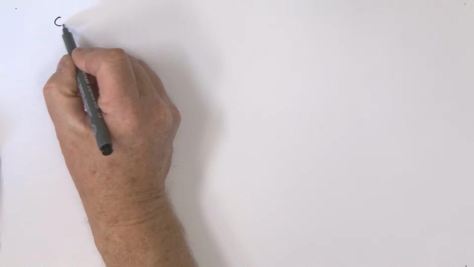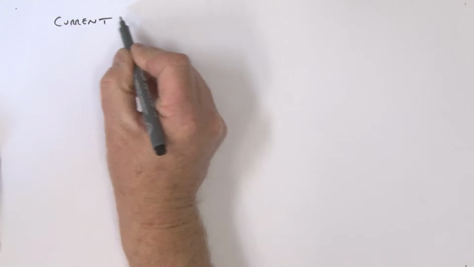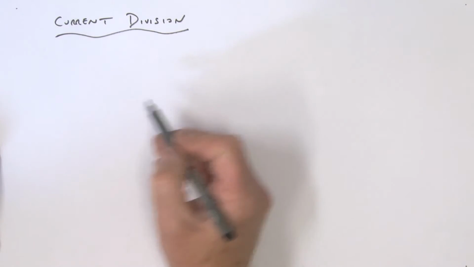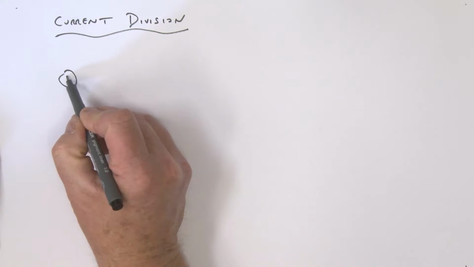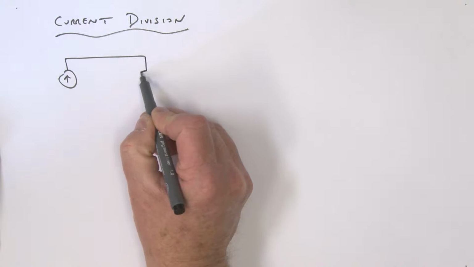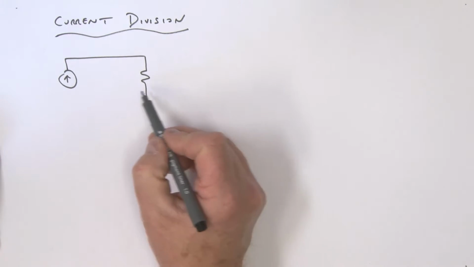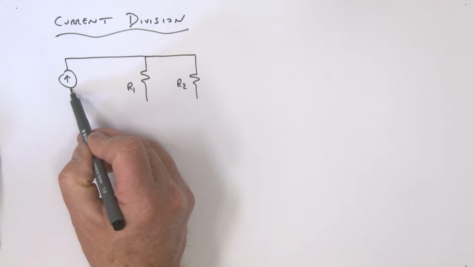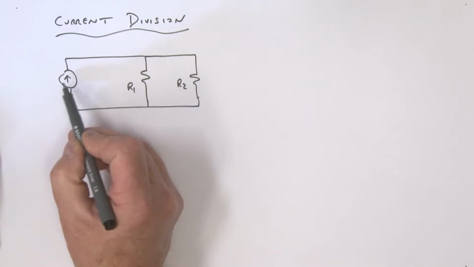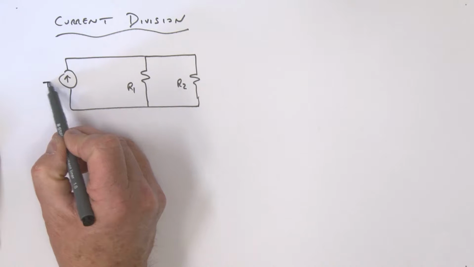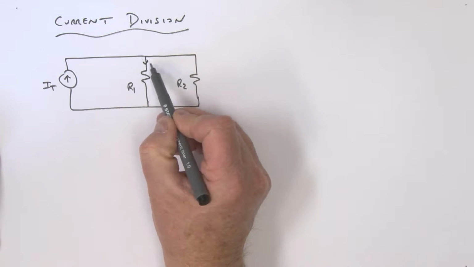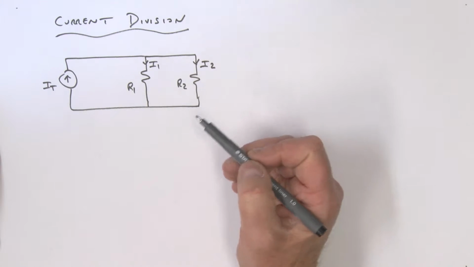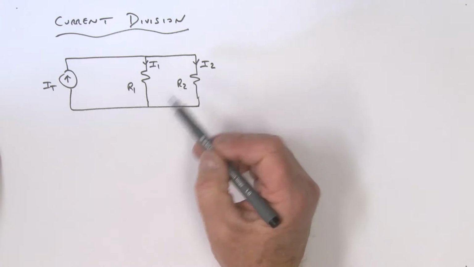All right, let's talk now about current division. Now, we're going to consider a circuit that's really got two resistors in parallel. So here they are. We've got an R1 resistor sitting here, and we've got an R2 resistor over here. This current we're going to call IT, and this current over here we'll call I1. This current over here I'm going to call I2. All right? So let's think about this a little bit here.